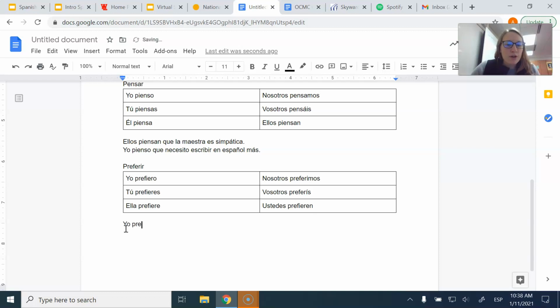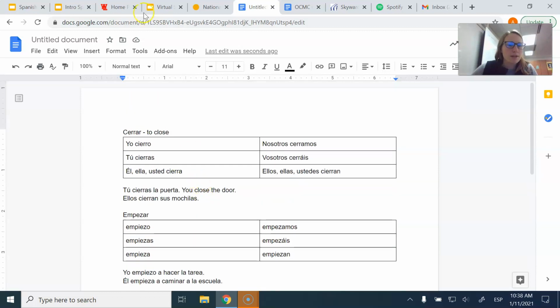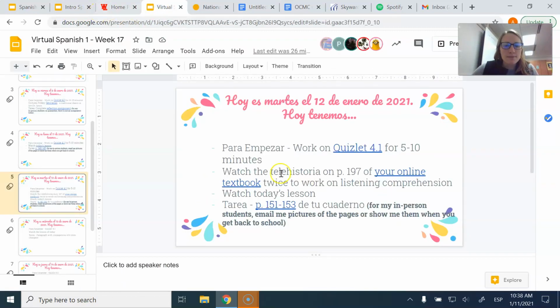I could say, yo prefiero comer una pizza. I prefer to eat a pizza. Again, remember this is a 2-verb rule, so the second verb that we have is going to be unconjugated and kept as an infinitive. So chicos, go ahead and work on your homework, the 151 to 153.